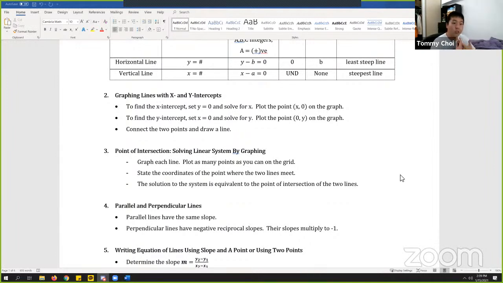Or if I just say, hey, can you give me an example of two parallel lines? Can you give me an example of two equations that are perpendicular? You should be able to create that for me because it only has one condition. Can you write the equation fulfilling that condition? That's important. Okay? So once again, parallel lines have the same slope. Perpendicular lines, negative reciprocals. To check that, we multiply them to get -1.